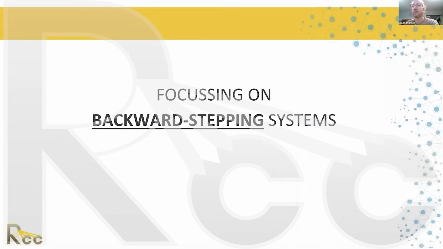So let's look at backward stepping systems. Take note that in these backward stepping systems, a lot of the processes that I'll describe in terms of how to commission it, how to visualize it, and how to measure it can be applied to forward stepping systems. Just the mechanisms for correction are slightly different, but the measurement techniques can be utilized on both systems. So let's talk about backward stepping systems.